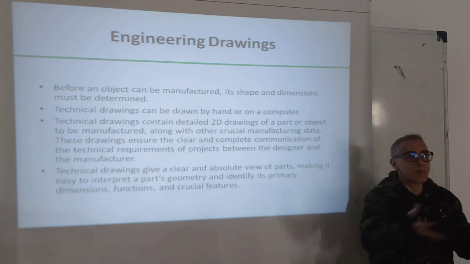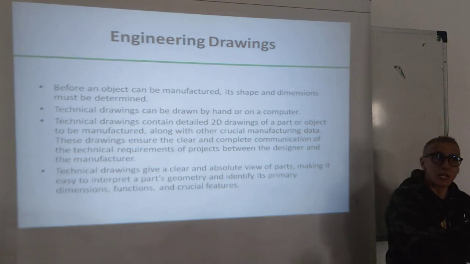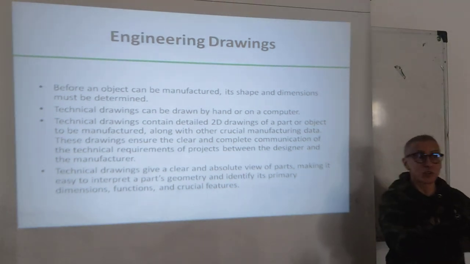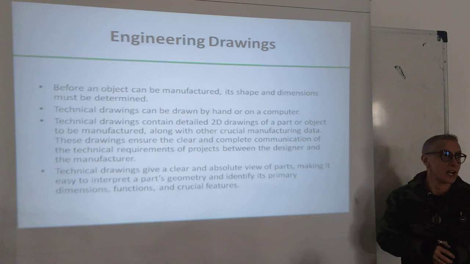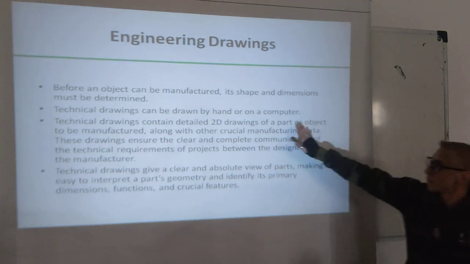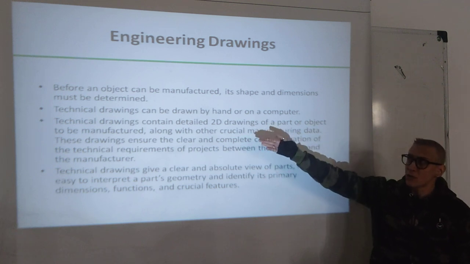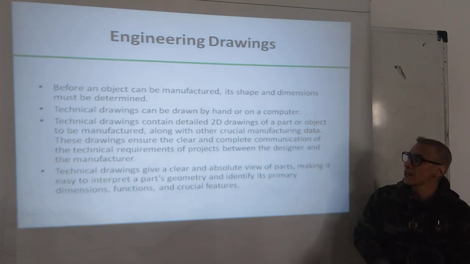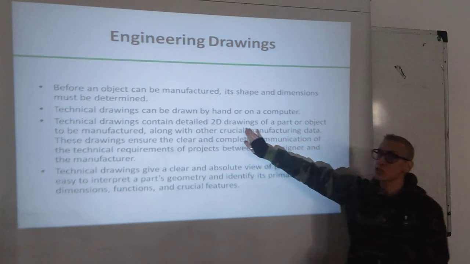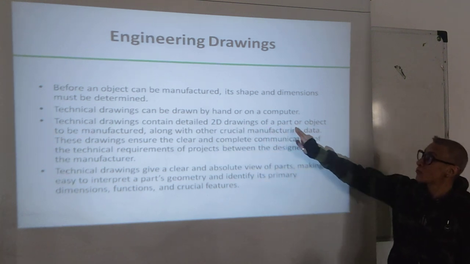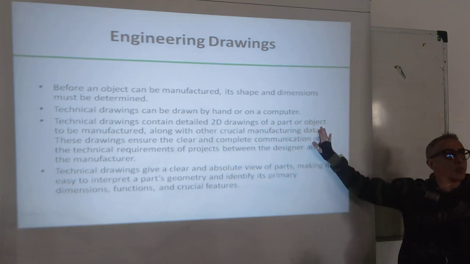You cannot just experiment with things. So you need to have a drawing guideline in front of you to transfer the ideas to the computer. Now, engineering drawings or technical drawings contain detailed two-dimensional drawings, okay, of a certain part or a complete object.